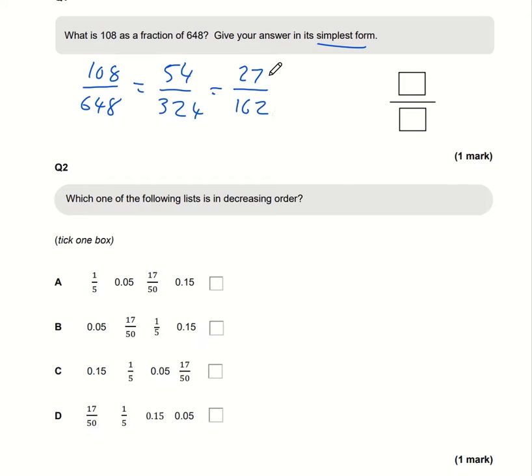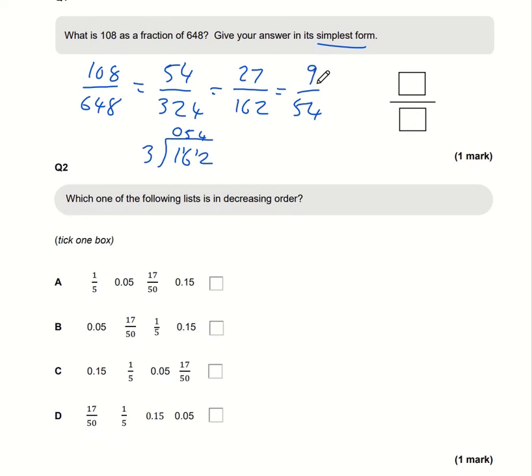Now, I can't divide by 2 anymore, so I'm going to guess that I can divide by 3. Well, let's try it out. I know I can divide 27 by 3, but can I divide 162 by 3? 1 divided by 3 doesn't work, so move 1 across. 16 divided by 3 is 5 with a remainder of 1. 12 divided by 3 is 4, so I can definitely divide by 3, so that is 54, and 27 divided by 3 is 9.